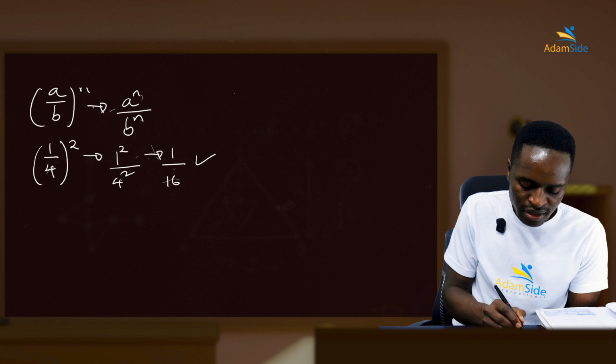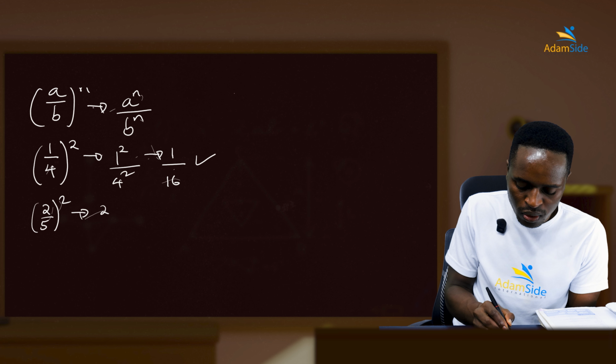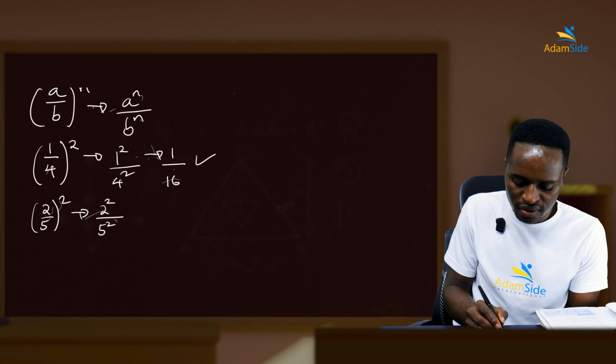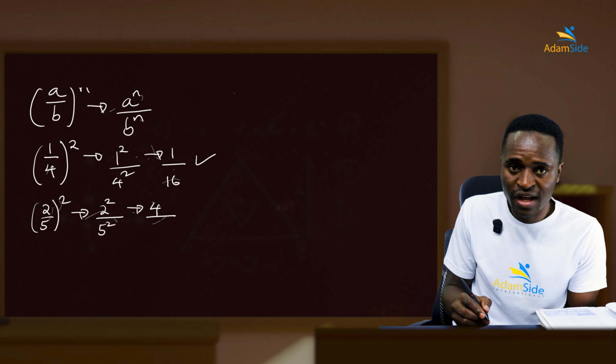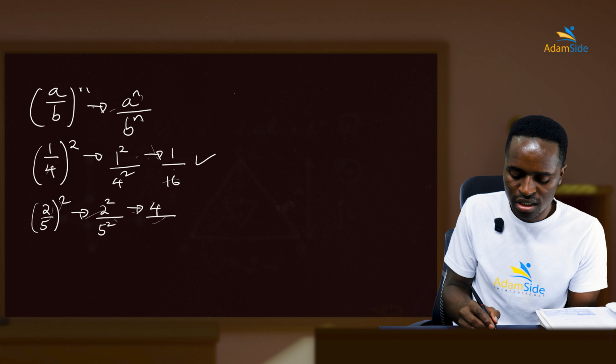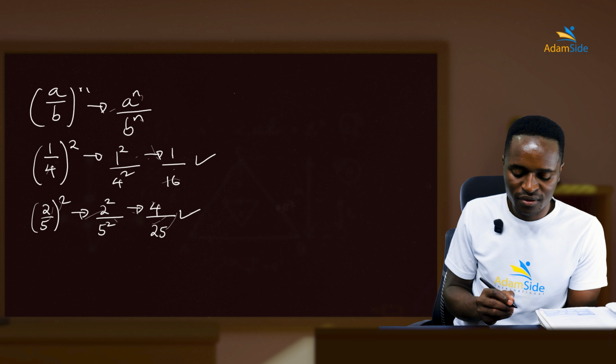Very good. Then if you have, let's say, 2 out of 5 power 2, what does that mean? It means 2 power 2 over 5 squared. 2 times 2 is 4. And then 5 times 5, which is 5 squared, you get 25. This becomes your answer. Very good.